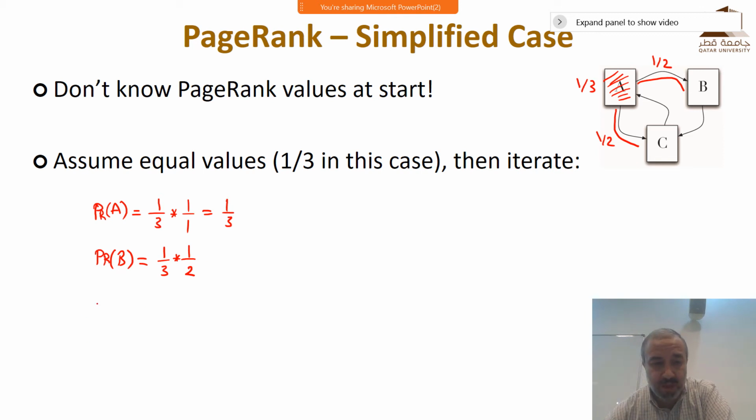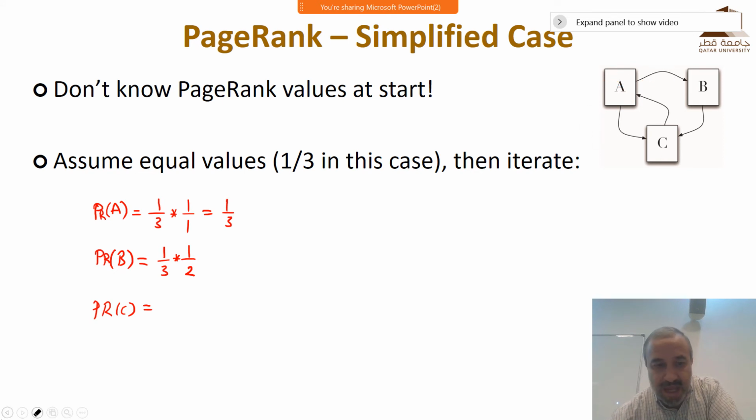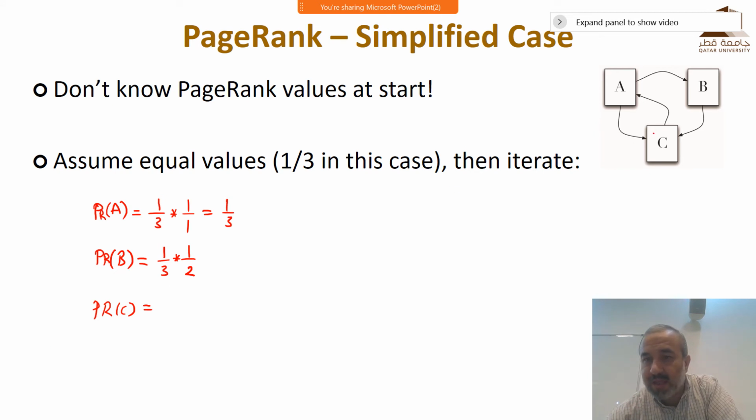Okay, how about PageRank of C? Hera? So how do we compute PageRank? We look at the pages that are pointing to it, pointing to C now. What are the pages that are pointing to C? A and B. Is that right? A and B. Okay.